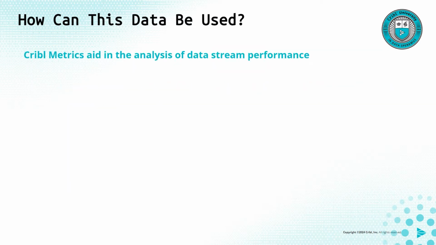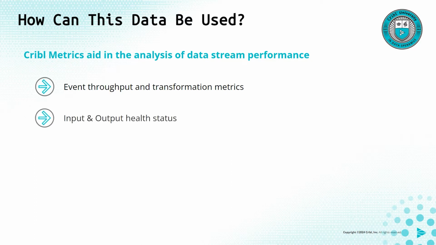So how can this data be used? Cribl metrics aid in the analysis of data stream performance. The data from metrics can be used to view historical throughput trends, health issues of worker nodes, as well as host system resource metrics.